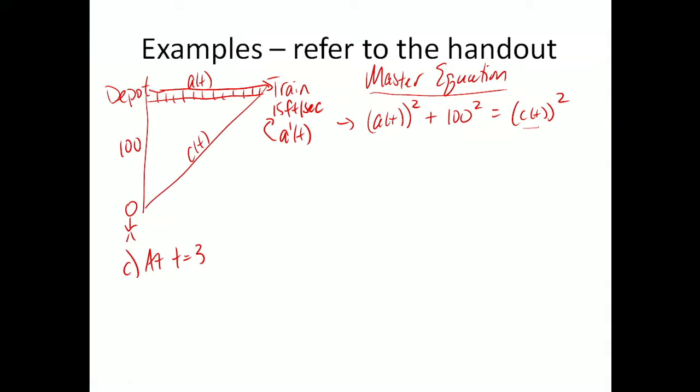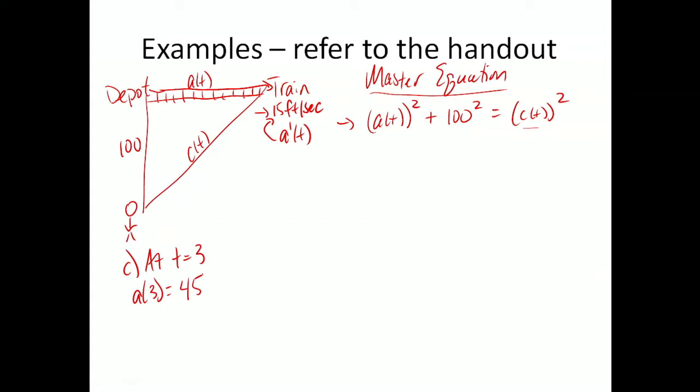Well, I think I know how long the A side is after time 3. This is where you have to just use a little bit of intuition here, right? So how long is the top side after 3 seconds? Well, remember, the train is moving at 15 feet per second. So hopefully this isn't a huge leap of faith, right? It's traveled 45 feet after 3 seconds, right? Because it's 15 feet per second for 3 seconds. So actually, at time 3, A of 3 is 45.